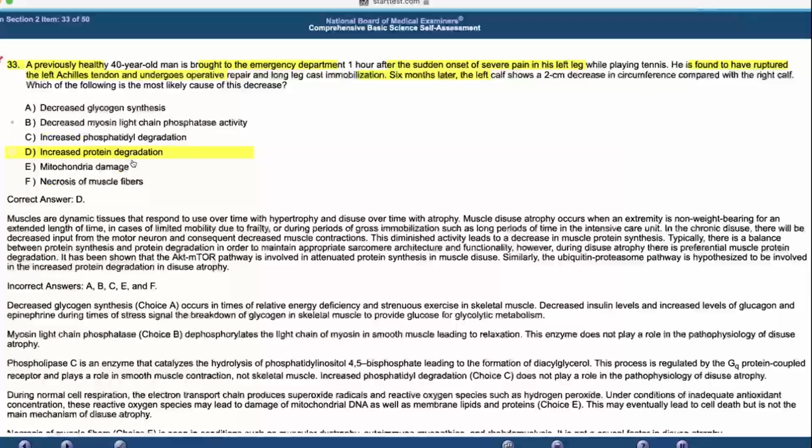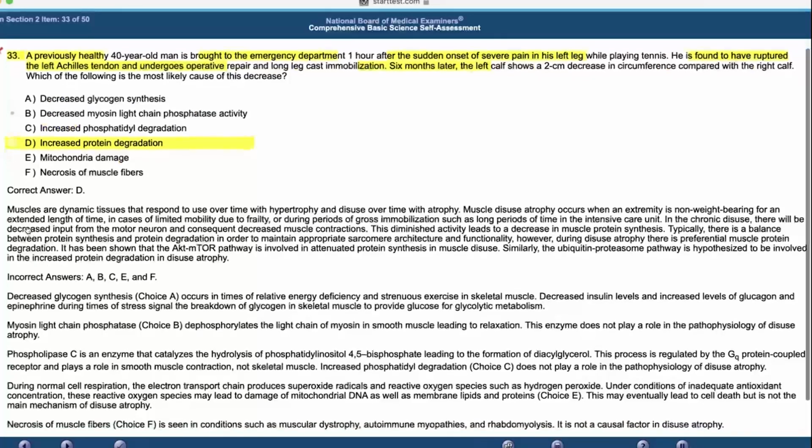I knew we were talking about muscle atrophy in this question, and I didn't actually know the exact cause of muscle atrophy, if it was smaller cells or dead cells. So that's where I didn't know whether to pick B or D. B or D, protein degradation.